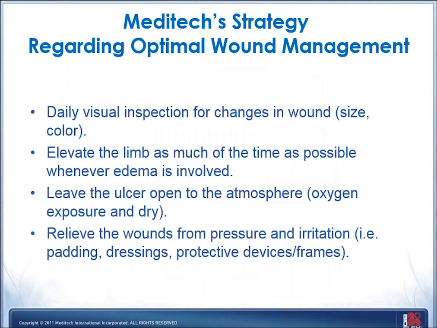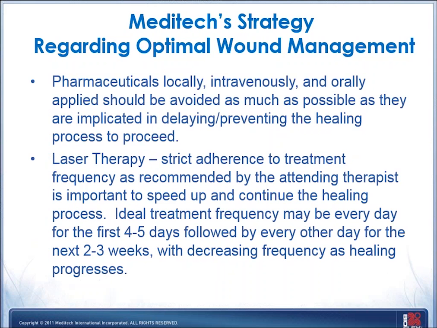So our strategy is quite simple. Daily visual inspection, and elevate the limb as much of the time as possible to avoid any stagnation or stasis in the lower extremities. Leave the ulcer open to the atmosphere for oxygen exposure, and relieve the wounds from any pressure and irritation. That includes dressings, packing, protective devices, and frames, because we see all sorts of devices that patients utilize on the recommendation of previously seen healthcare practitioners.